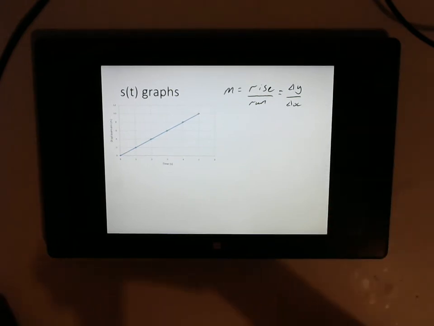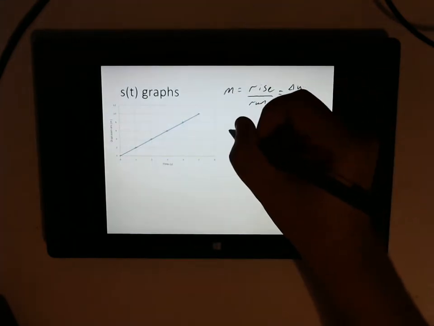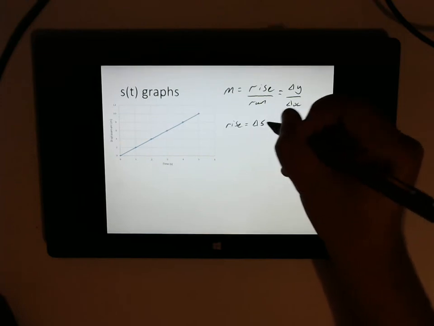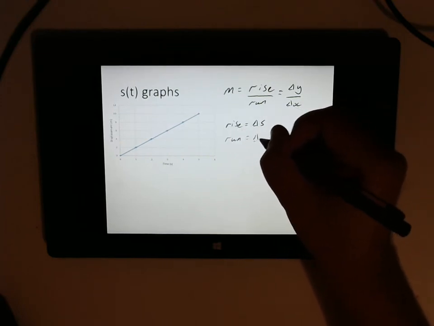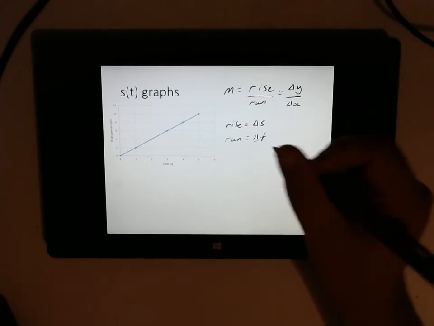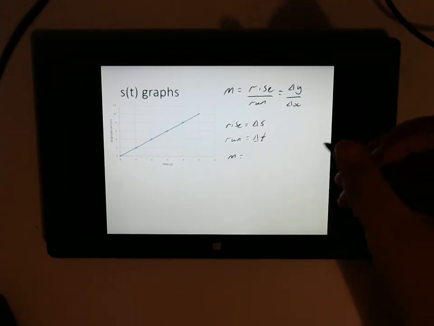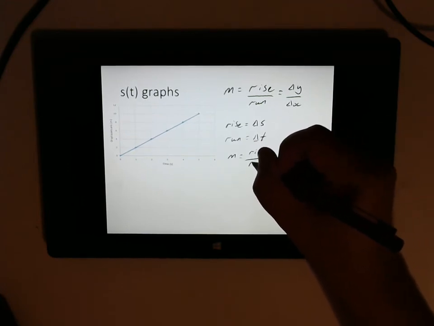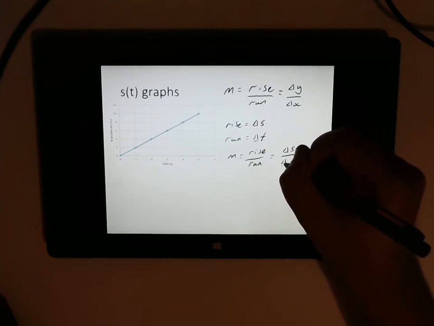So let's have a look at what our rise is. Here our rise is our displacement, so our rise would equal our change in s, and our run would equal our change in time. If we make this substitution here, we get that m, our gradient, equals rise over run, which equals delta s divided by delta t.